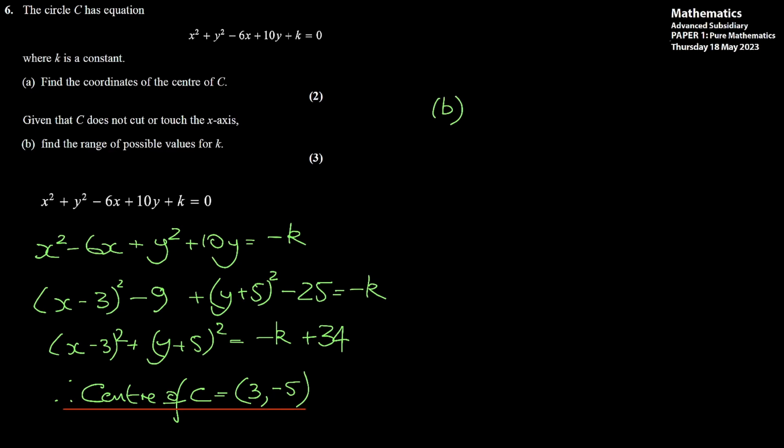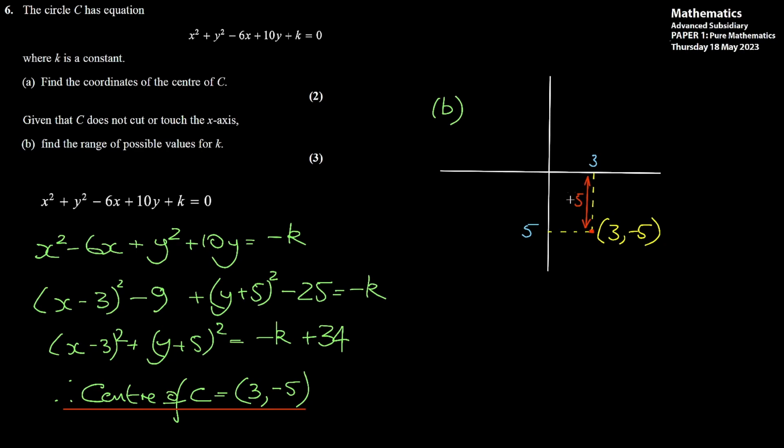So in part B, we're given the fact that the circle does not touch the x-axis. Find the possible values of k. So here's the situation. We've got the circle now centred on 3, negative 5, and it cannot touch the x-axis, which is this guy here. Now the x-axis is 5 units away, so that's effectively the maximum radius. And as it can't touch the axis, it must be less than 5.